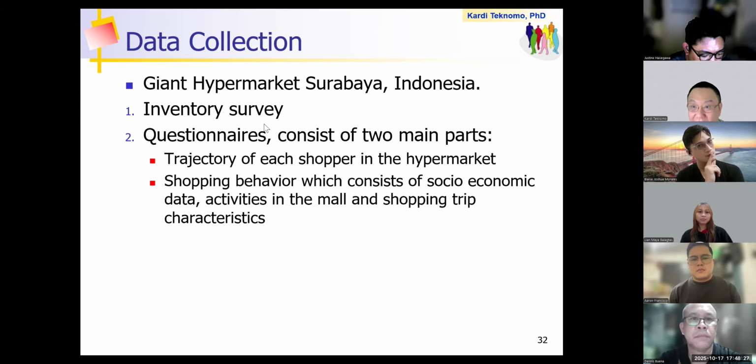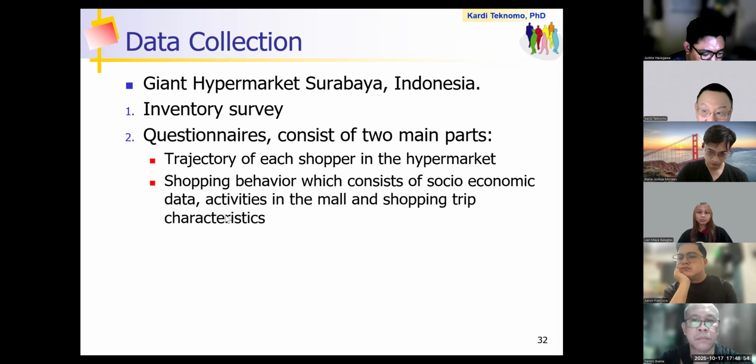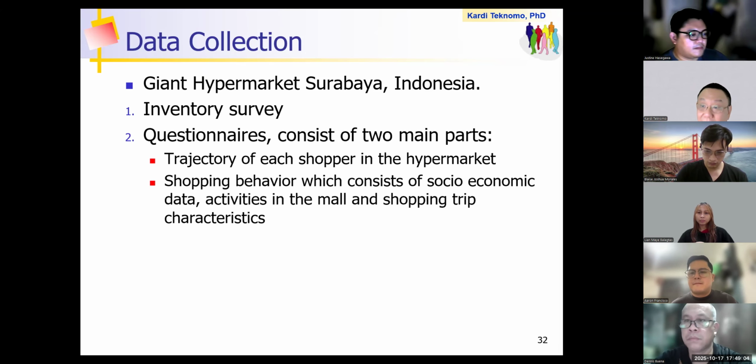I asked just one person, an undergrad in civil engineering, to do an inventory survey first. Then we developed a questionnaire survey in 2 parts: one is the trajectory of each shopper in that hypermarket, and the other is the shopping behavior, which is more on socioeconomic activity in the mall, shopping trips and so on. What I want to discuss is only the first part.